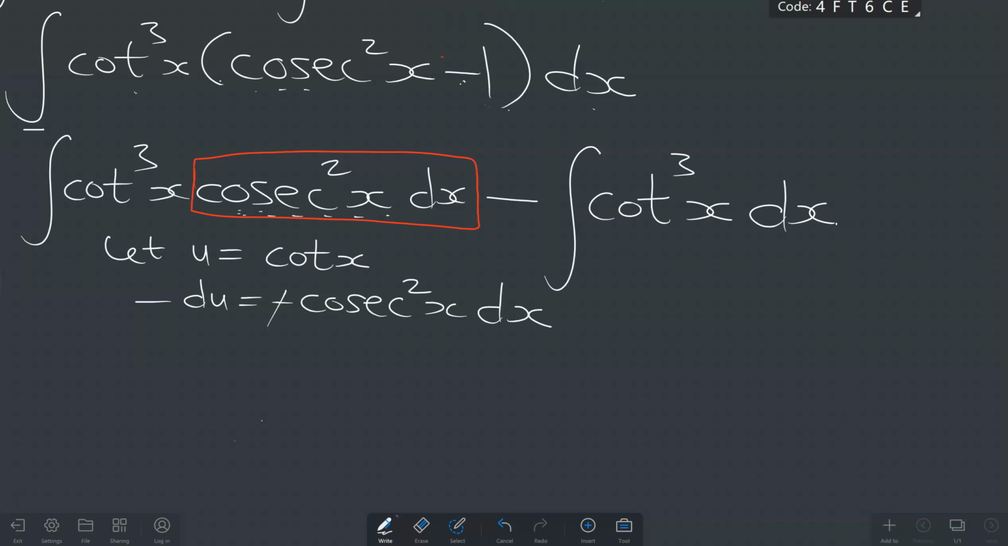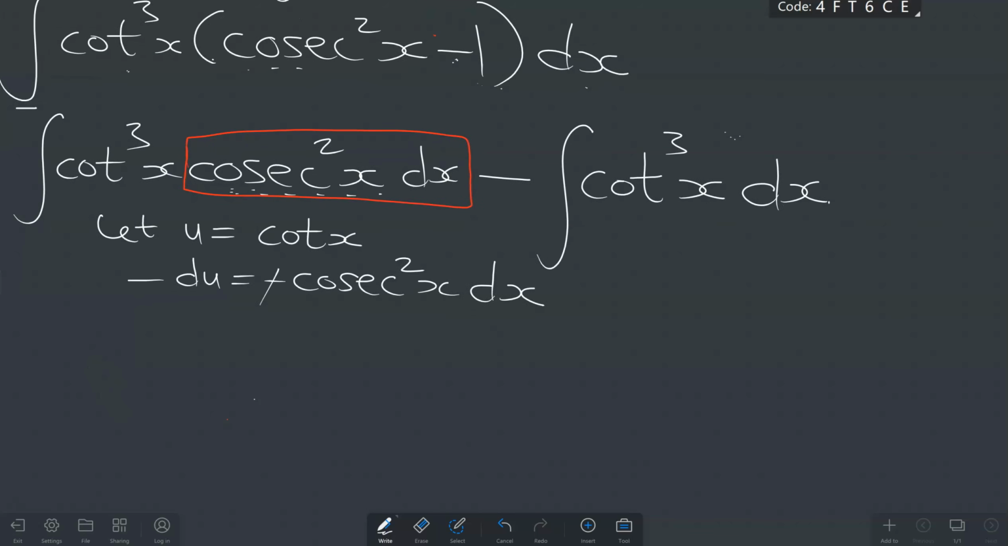So what do we get? Let's deal with the other part as well. We have the integral of cot cubed of x, and there we'll also need the identity that we used, but let's leave it for now. Let's start here. We replace cot with u, so we have u cubed, and where we have cosec squared x dx, we'll put a minus du.